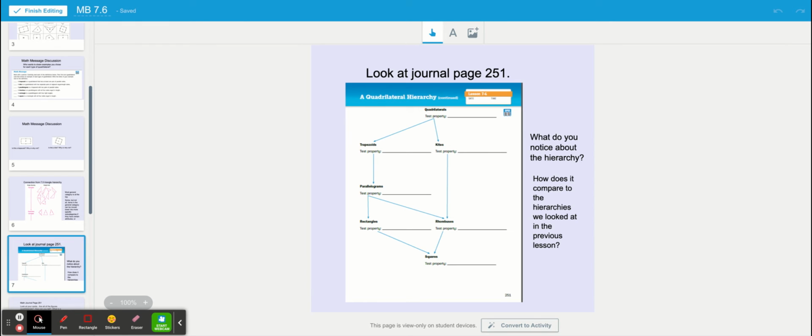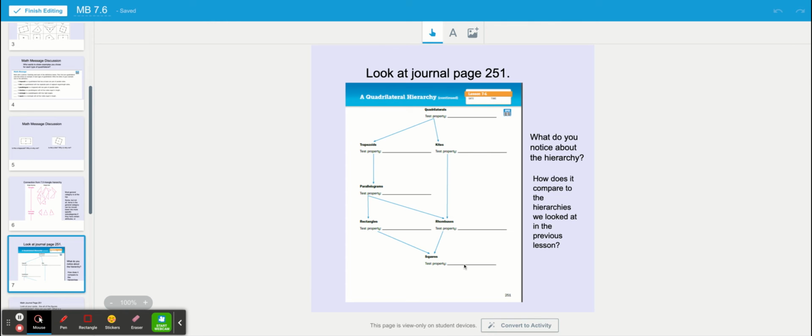And you will see here that we have the category of quadrilaterals, obviously. And then underneath that, we have several subcategories. We have trapezoids, kites, parallelograms, rectangles, rhombuses, and finally squares. So what do you notice about this hierarchy? How does it compare to the hierarchies that we've looked at in the previous lesson?